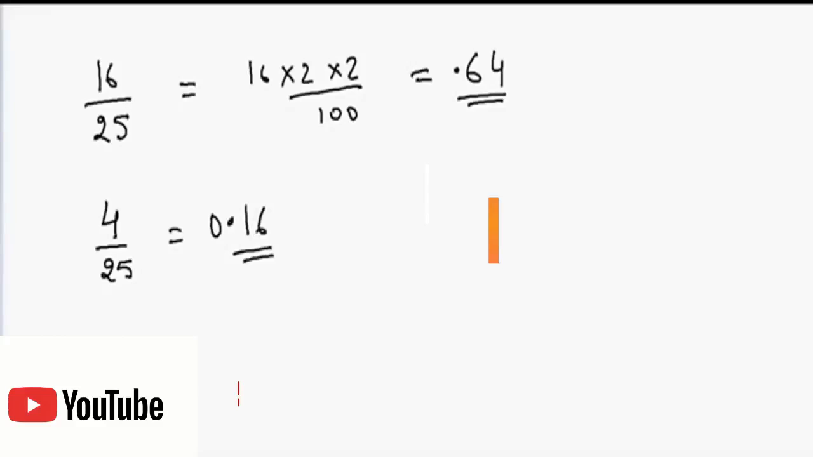Again, another example: if I have 44 to divide by 25. So 44 into 4, that's what we have to do. 44 into 2 is 88, and 88 into 2 will be equal to 176. So the answer will be equal to 1.76.